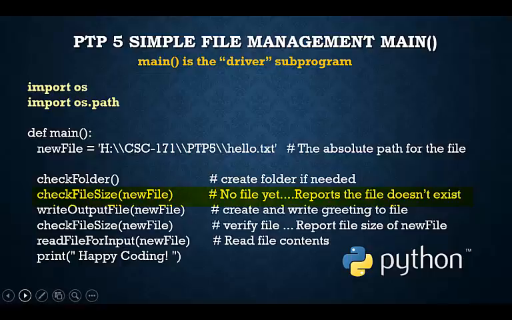Now, the very first time this program is run, Hello Text doesn't exist. So check file size will report that the file doesn't exist. Next, we call the write output file function, passing it the name of the file. Write output file will create the file and write the greeting into it. We will then call the check file size function again to verify that we wrote into the file, as it will report Hello Text file size.